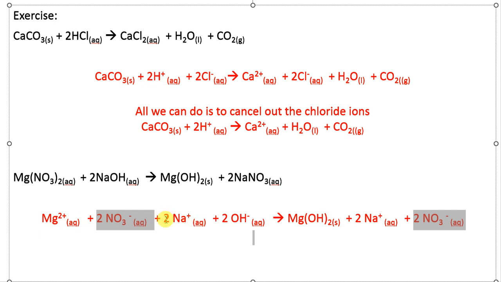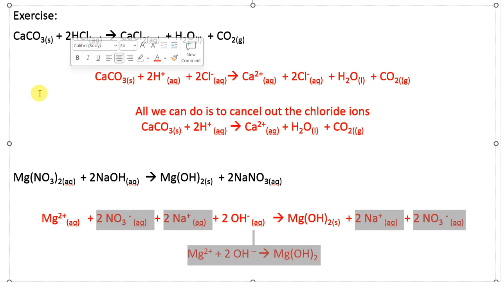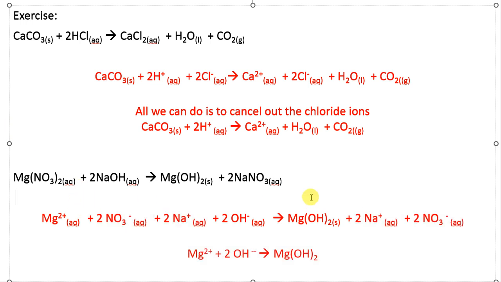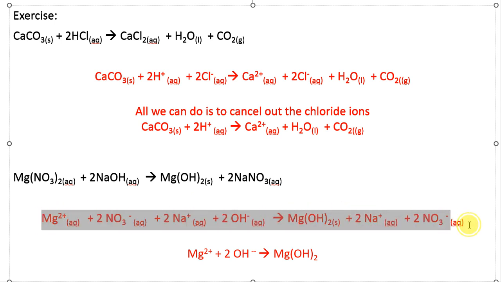I've got 2 Na plus at the beginning. I've got 2 Na plus at the end. Cancel. And my final answer will now be only concerning those things that changed. Mg2 plus and 2OH minus gives Mg(OH)2. Now what I could do, and if this works for you, it will save time, but it won't work for everybody, miss out that central part.